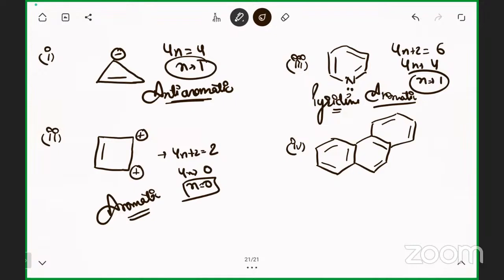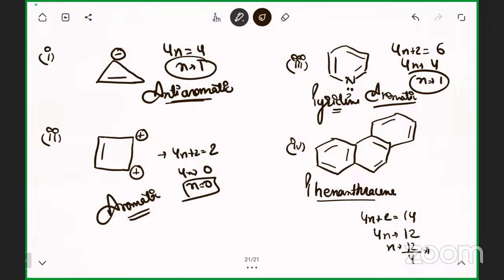Then what is the name of this compound? Phenanthracene. Very good. Okay, 1, 2, 3, 4, 5, 6, 7. 7 double bonds, all in conjugation. 4n plus 2 is equal to 14. Let's check: 4n is equal to 12, n is equal to 3. The compound is aromatic in nature.